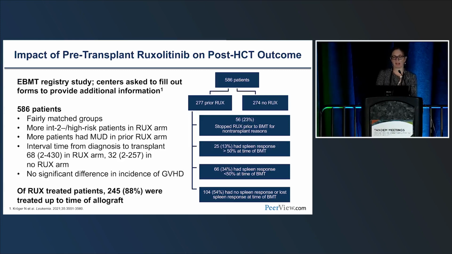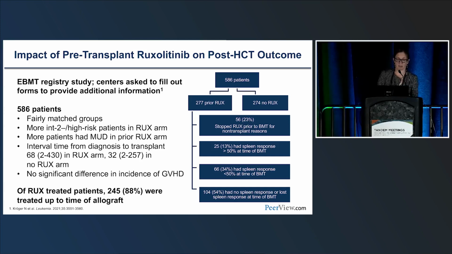This study I actually really like because it was a registry study, but they did actually collect additional data from centers to get the information they needed. And they looked at 586 patients, and it was interestingly divided about half and half of who had prior ruxolitinib exposure and who did not. They were fairly well-matched groups. The differences that were significant included that there were more intermediate 2 and high-risk patients who received ruxolitinib. More patients had a matched unrelated donor who received ruxolitinib, and the interval time from diagnosis to the time of transplant was shorter in the patients who did not have ruxolitinib.